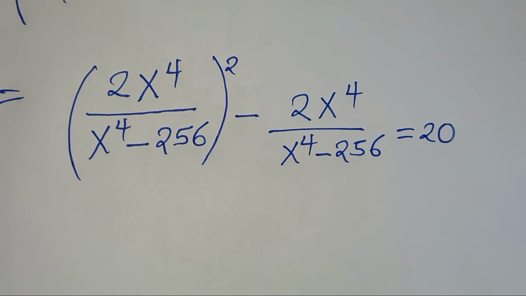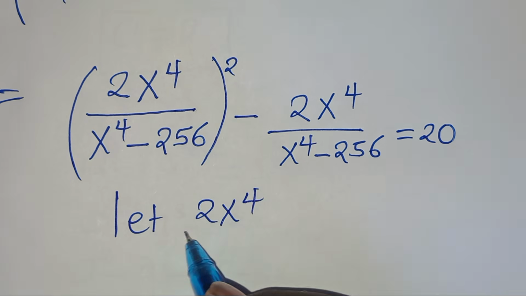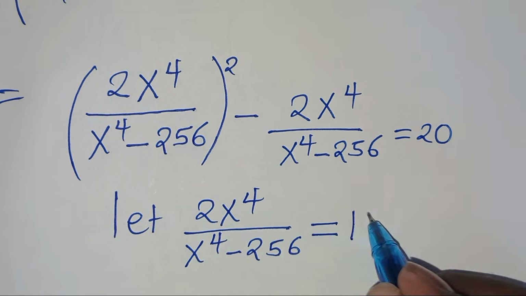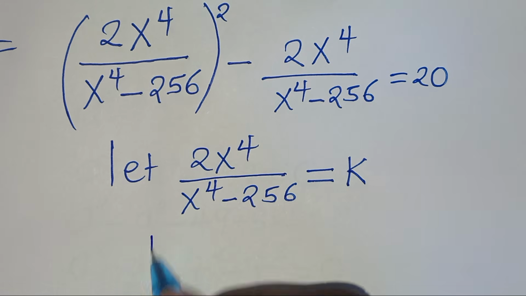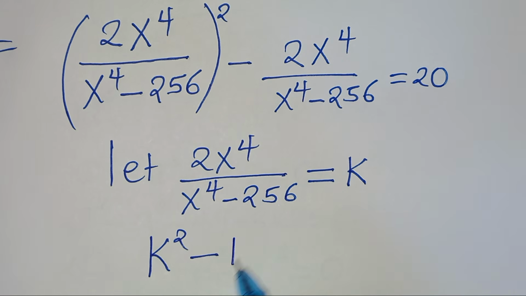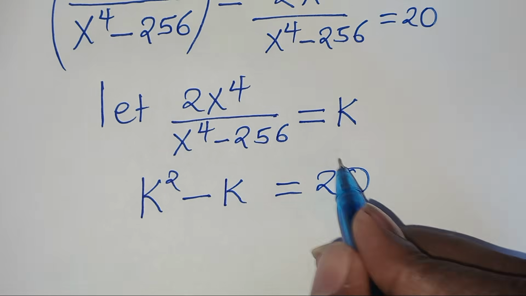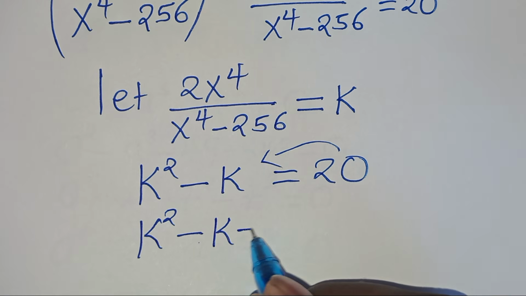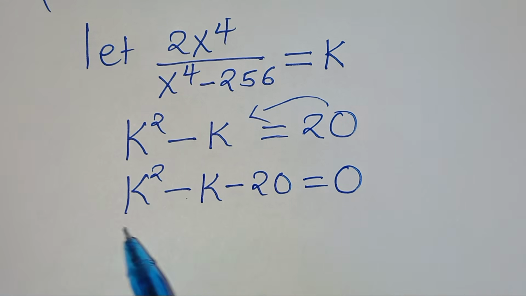Now the next step from here, we can let 2x to the power of 4 over x to the power of 4 minus 256 be equal to k. Now let's express this equation in terms of k. So we have k squared minus k, this is equal to 20. Let's take 20 to the left hand side so that we have k to the power of 2 minus k minus 20 equals 0. So this is a quadratic equation.